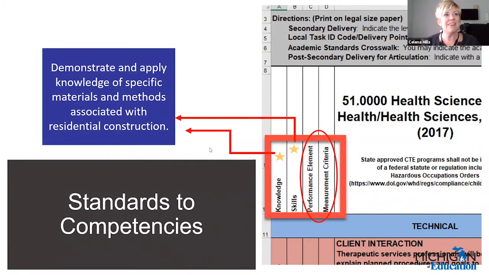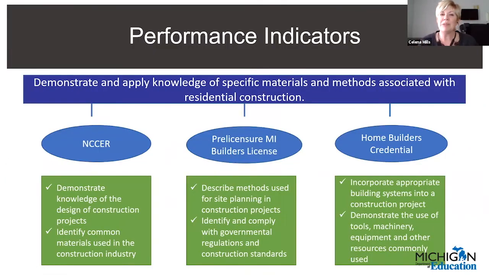So again, you can see it came from some of these same statements, but the beauty of a competency is that a student can show you in multiple ways that they've met it. So if you're going to offer the NCCER, then you can see in that green box some of the things that are part of that students would have to demonstrate or do. If you're going after that pre-licensure for students, then there are some things that students will demonstrate. And in the home builder's credential, here are some of the things students will demonstrate so that you know they've hit that competency. They're all just a little different, but they all get at the same end result.